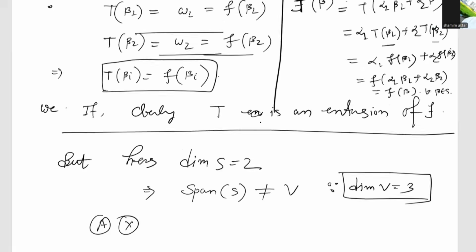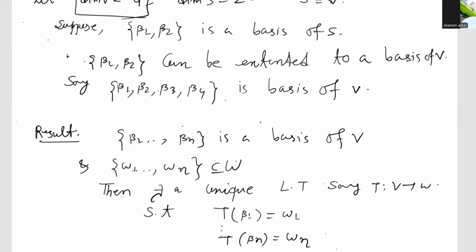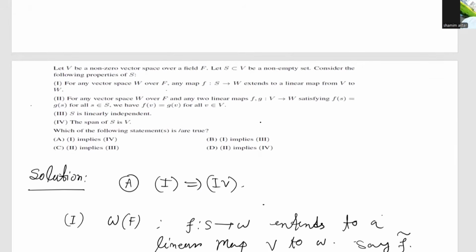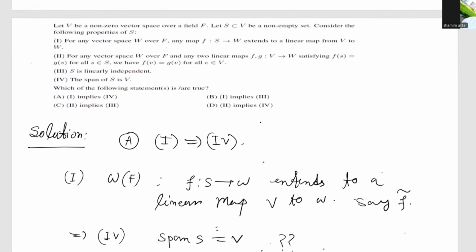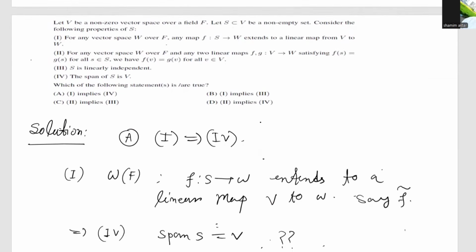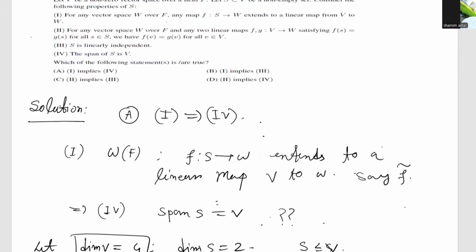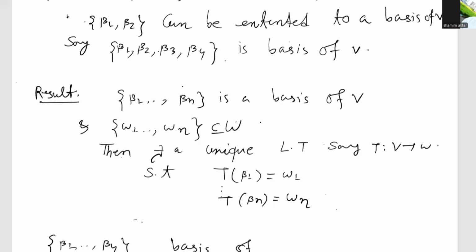Now option C. Option C says statement 2 implies statement 3. That is, statement 2 says that for any vector space W over F and any two linear maps f and g from V to W satisfying f of s equals g of s for all s belonging to S, we have f of v equals g of v for all v belonging to V. So this implies S is linearly independent. Now check option C.